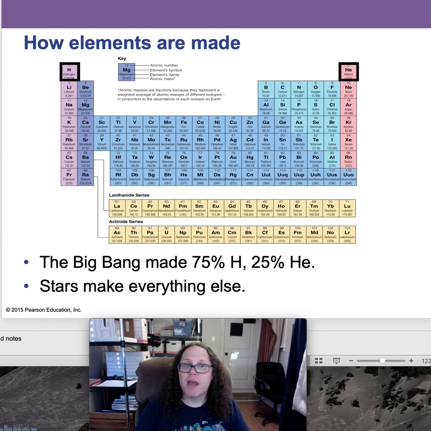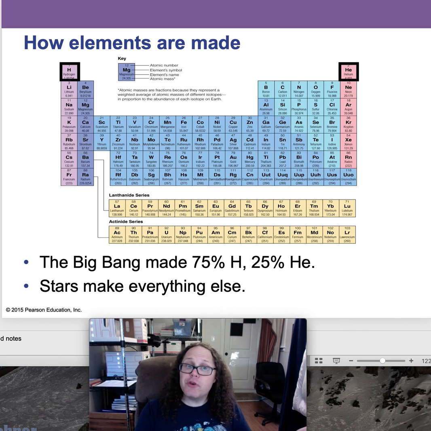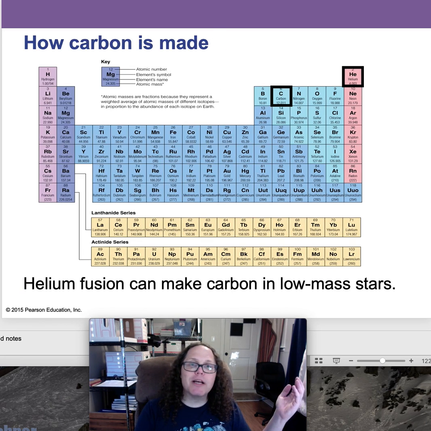Hydrogen was formed a fraction of a second after the Big Bang, the explosion of space-time and energy that began our universe. Hydrogen fused into helium in the first few minutes after that. Everything else is made by stars. Main sequence stars fuse hydrogen into helium. Horizontal branch stars fuse helium into carbon.